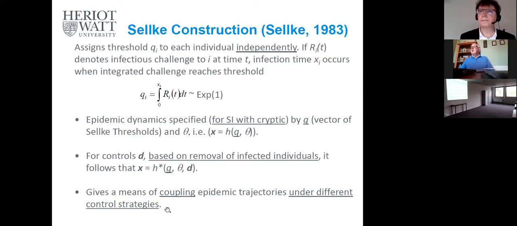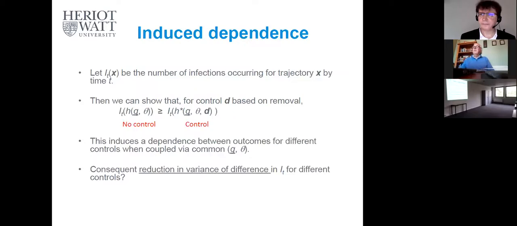strategies. So in other words, I can take a combination of theta and Q, and given that the trajectory will then be uniquely specified as soon as I put in D, this means that I can take a common Q and theta, and I can compare different Ds here, and I can look to see which has the best effect on the control of the epidemic.